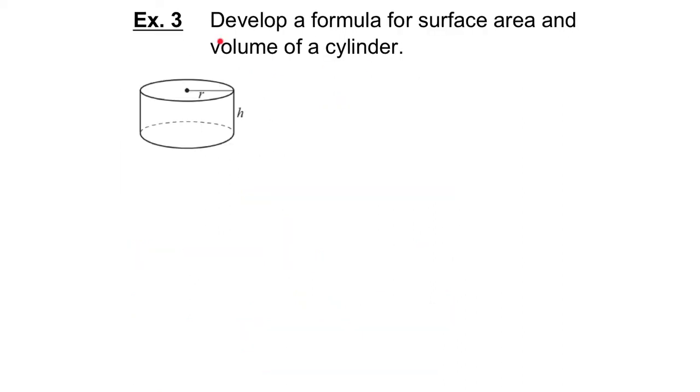In this next example, we're going to develop a formula for surface area and volume of a cylinder. So here I have a cylinder pictured. R represents the radius, H is the height of the cylinder. So we'll start with volume.